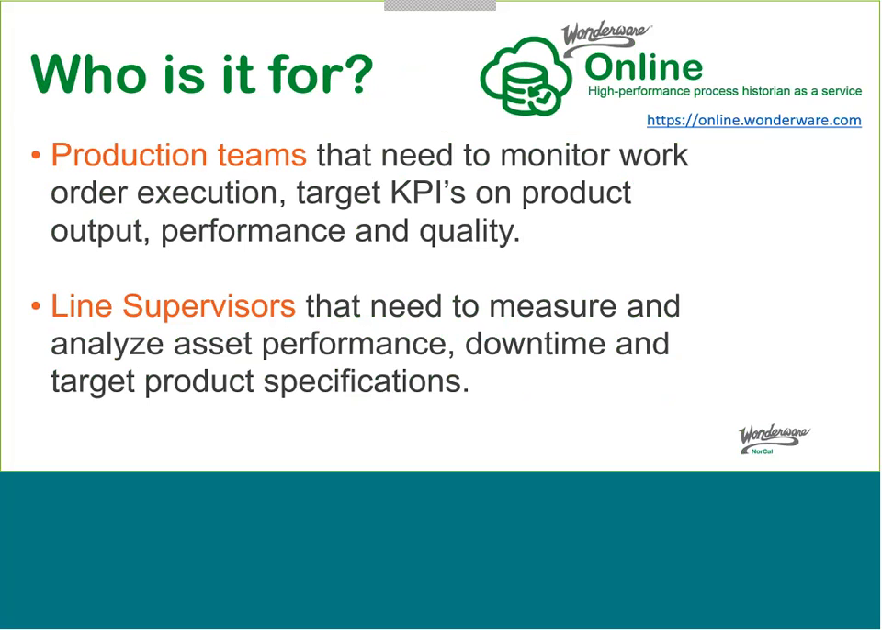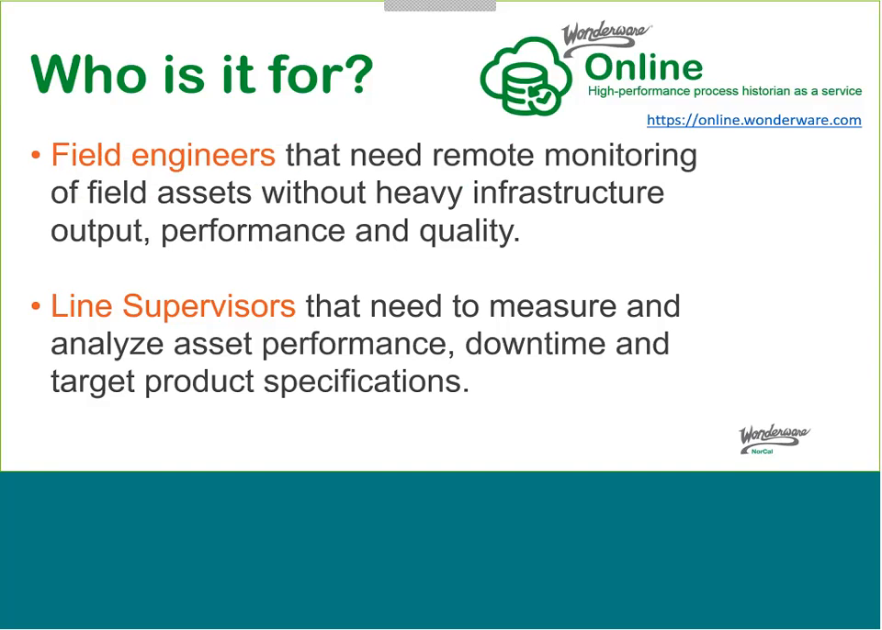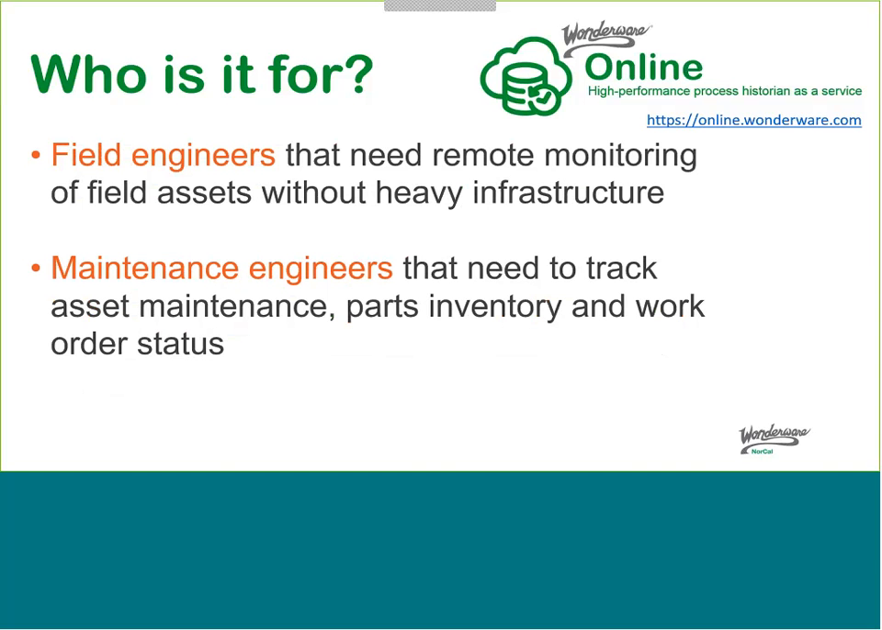Some specific examples are production teams that are looking to understand the company's target KPIs and their alignment to whatever product targets you have around performance and quality, and to instantly get access to that kind of information. Line supervisors may also want to manage asset performance and make sure that the production lines are running at their optimum efficiency. And you can also use the historian for basic analysis of tracking downtime, asset performance, and again, making sure that the product is being developed in spec. And all of this can be done in a real-time context.